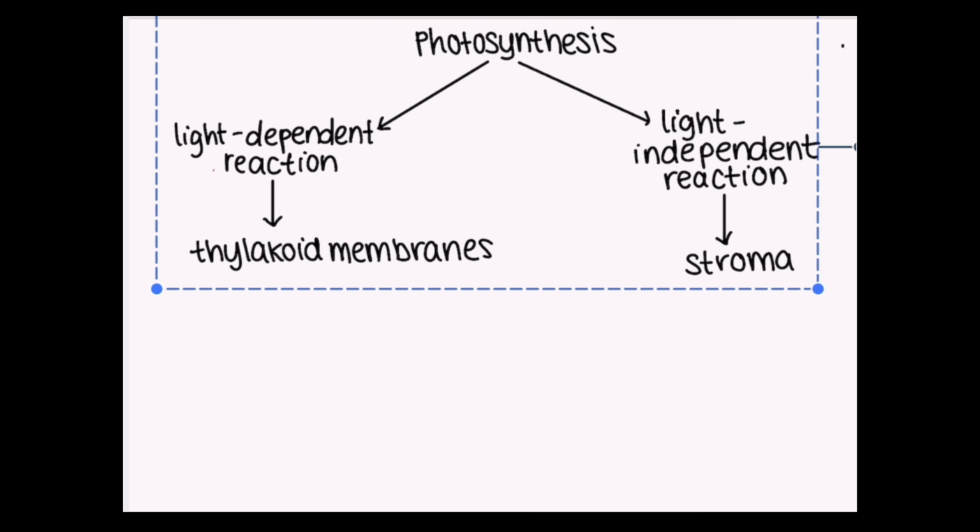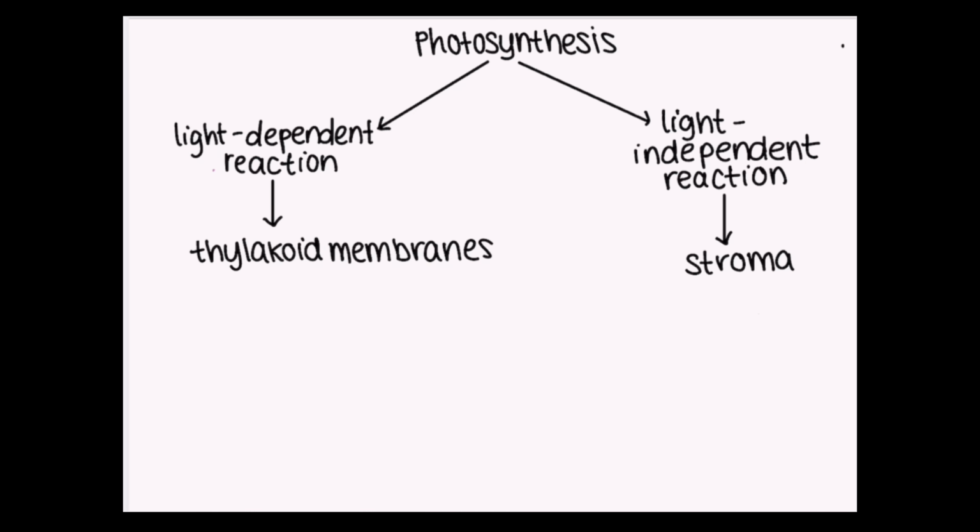The next part of photosynthesis that follows on from the light-dependent reaction is, as we mentioned at the start, the light-independent reaction, which occurs in the stroma, which is the liquid that surrounds the thylakoids inside the chloroplast. As I mentioned at the start, the light-independent reaction does not involve the direct absorption of light, but it does rely on the products of the light-dependent reaction.